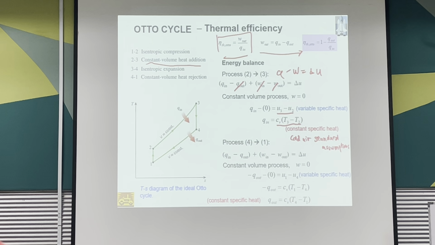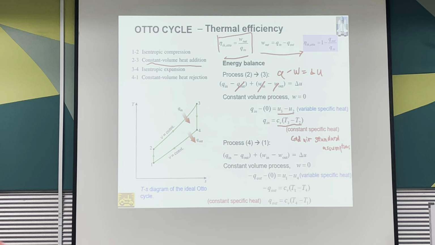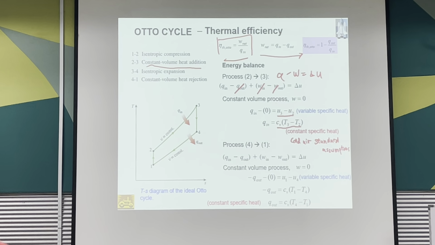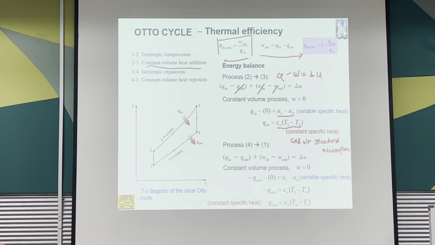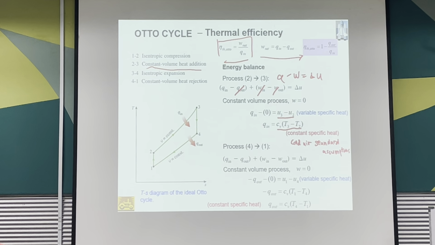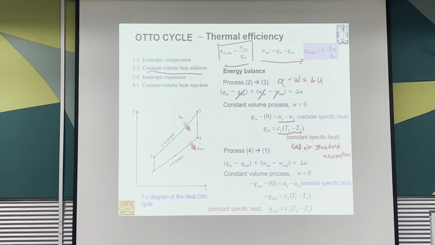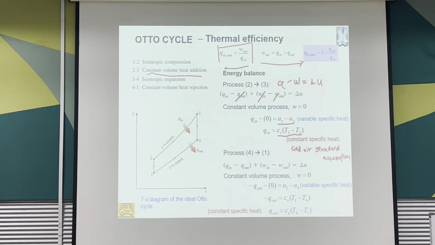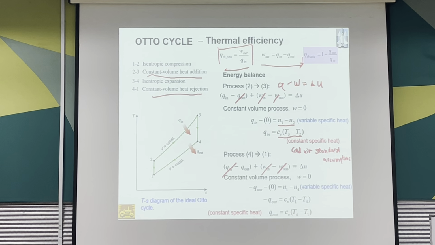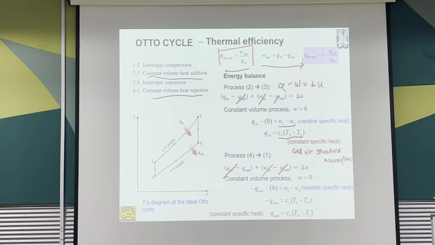Unlike what you learned for the refrigeration cycle, where we said that all the change in energy is delta H, here, since we are dealing with a closed system, the change in energy is delta U. Since we found Q in, we can find Q out. For Q out, we follow the same process. Q out is 4 to 1. We cancel Q in because we want Q out. Once again, it is a constant volume heat rejection process, so we cancel work in and work out. Then you are left with negative Q out equals U1 minus U4.